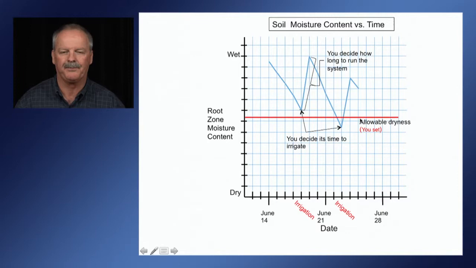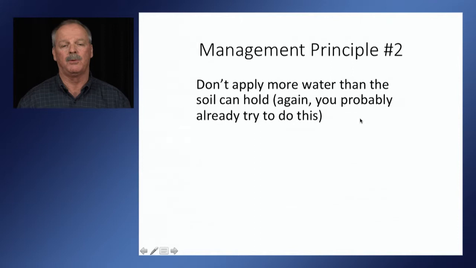The second principle is don't apply more water than the soil can hold. And this is something that we want to emphasize that maybe has not been paid quite as much attention to, but we want to draw attention to it. Because again, it's another target line. It's something else to shoot for, or answers the question of so what when you look at monitoring soil moisture.